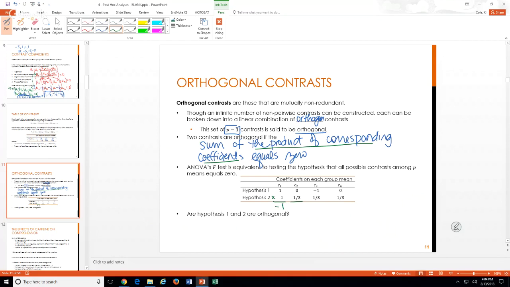What is 0 times 1/3? 0. What is -1 times 1/3? And what is 0 times 1/3? 0. So that is the product of corresponding coefficients. Now if we add those together, -1 plus 0 plus -1/3 plus 0, does that equal 0? No. So these are not orthogonal.